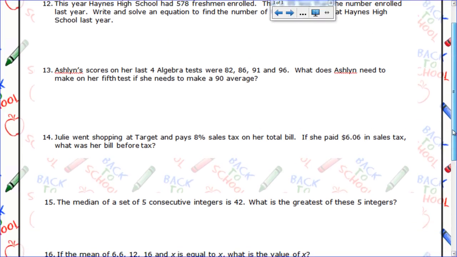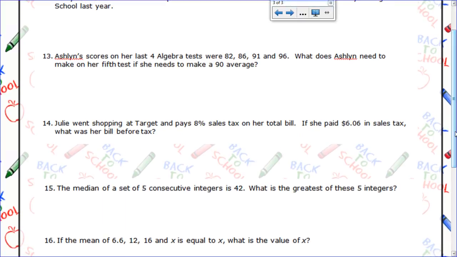All right, I want you to look at number 13. It's an average question. And it's important because the average questions are kind of a big deal. The setting up of them is important. So Ashlyn's scores on her last 4 algebra tests were 82, 86, 91, and 96. We want to know what Ashlyn needs to make on her 5th test to get an average of 90. Well, to find an average, remember, you add up everything and divide by how many there are. So we have 4 tests, 82, 86, 91, and 96, plus test number 5.